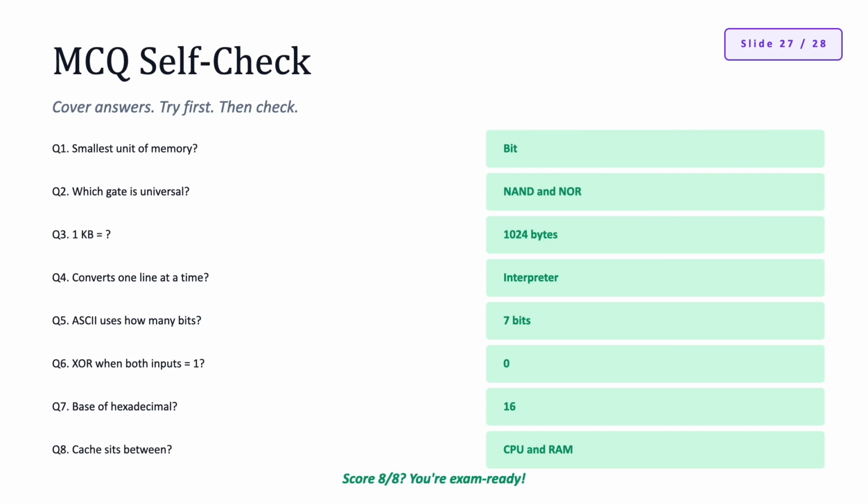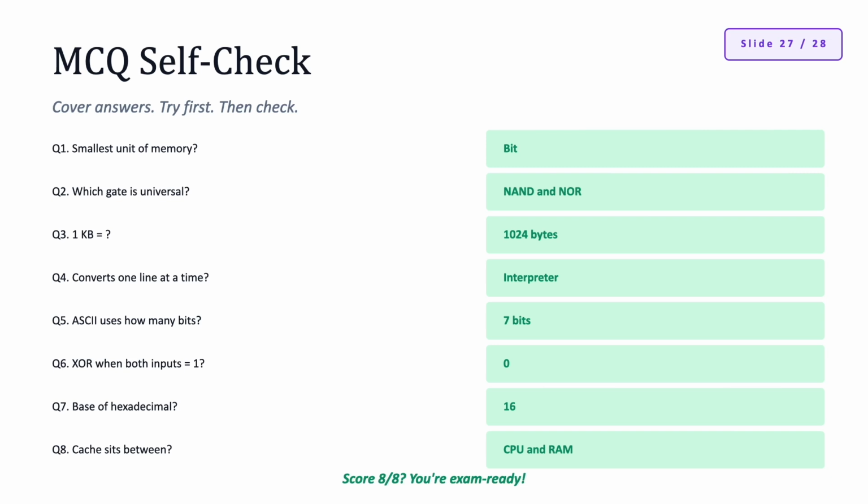MCQ self check. Question 1: smallest unit of memory? Answer: bit. Question 2: which gate is universal? Answer: NAND and NOR. Question 3: 1 kilobyte equals? Answer: 1024 bytes. Question 4: which converts one line at a time? Answer: interpreter.